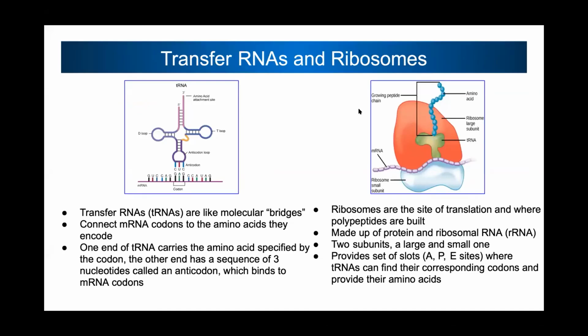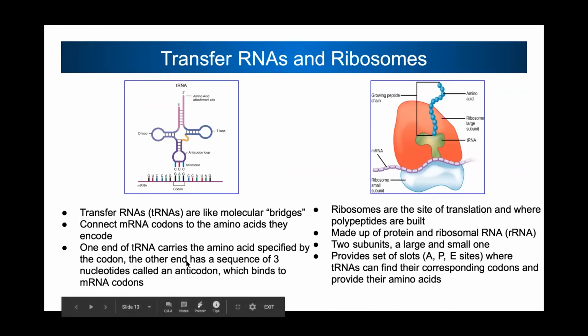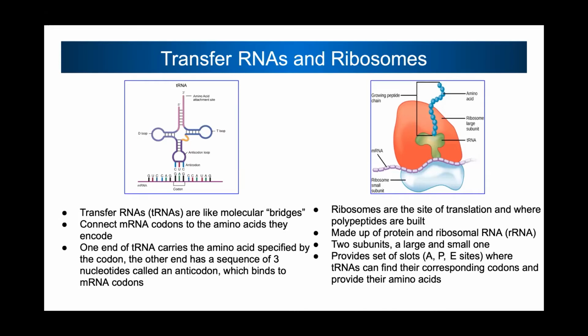And then the ribosomes basically set up the site. They are the site of translation where the polypeptides are built. They're made up of protein and ribosomal RNA, which is why they're called ribosomes. There are 2 subunits, a large one and a small one, which you can see on the graph. They provide the A, P, and E sites where the tRNAs can find their codons and provide their amino acids.